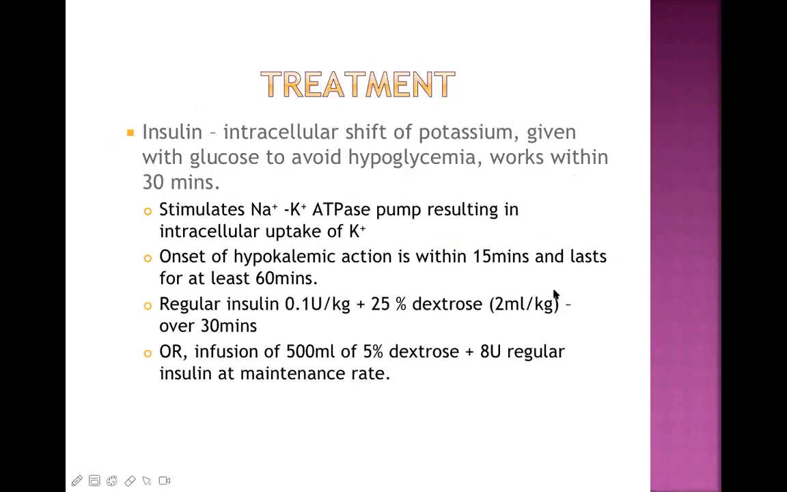Okay, let's move on. Another important drug for the treatment of hyperkalemia is insulin. We should always mix glucose along with insulin to avoid hypoglycemia. It works within 30 minutes. Now, what is the mechanism of action of insulin? In the beginning of this lecture, I already explained to you. It stimulates the sodium potassium ATPase pump, which will cause intracellular uptake of potassium. That's how the extracellular potassium will be pushed inside the cell.